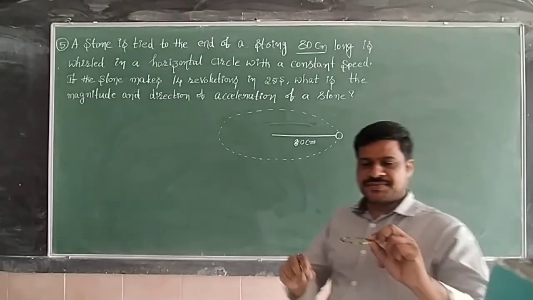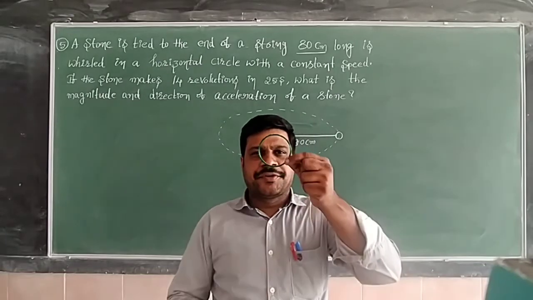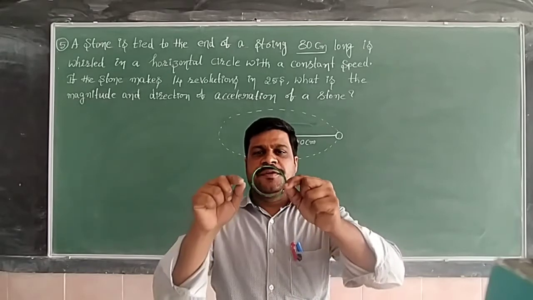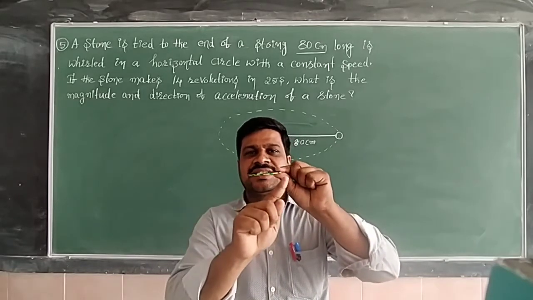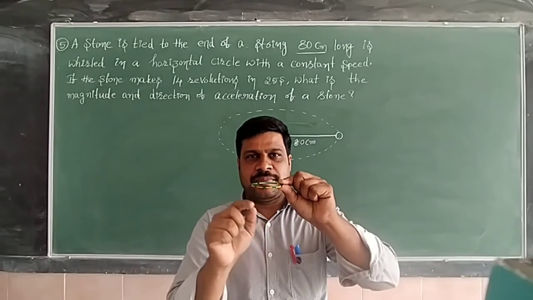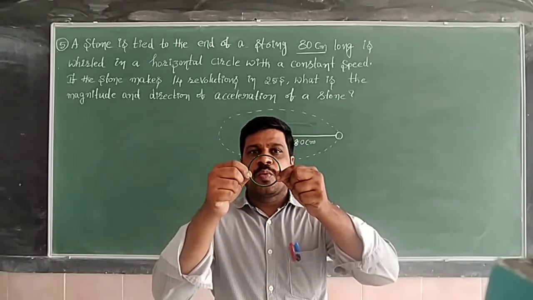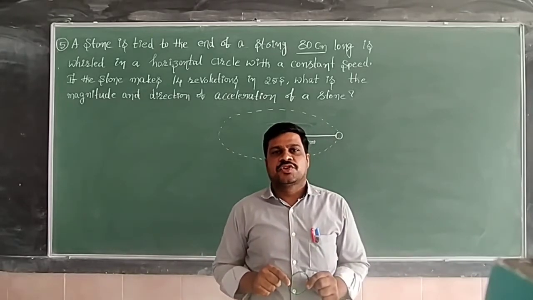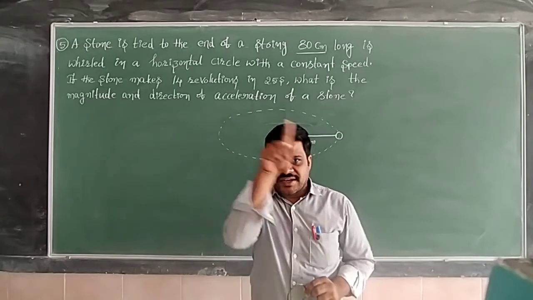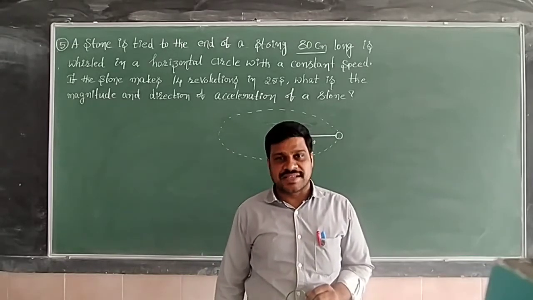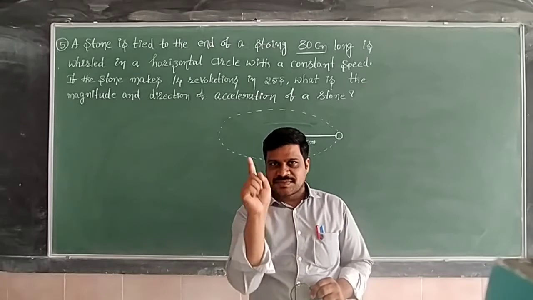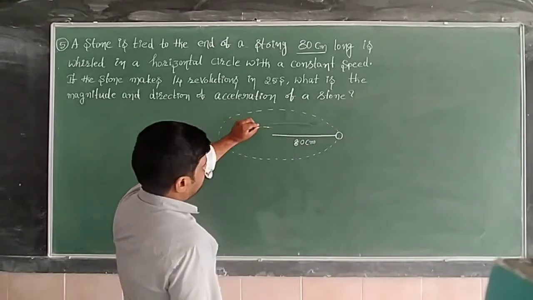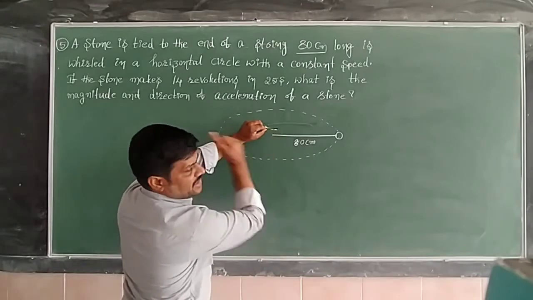So dear students, you see this is the bangle. If you hold the bangle like this, it is a vertical plane. If you hold it like this, it is a horizontal circular plane. Suppose by connecting the stone to a string, if you rotate it like this, that is a vertical circle. If you rotate it like this, that is a horizontal circle. Now the stone is rotating in a horizontal circle like this.